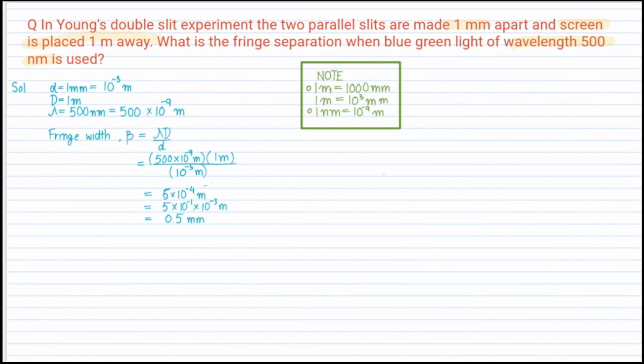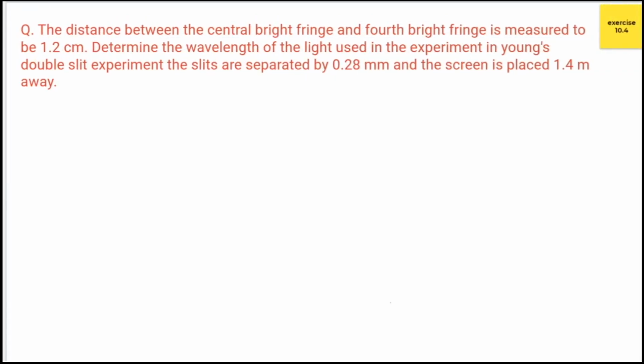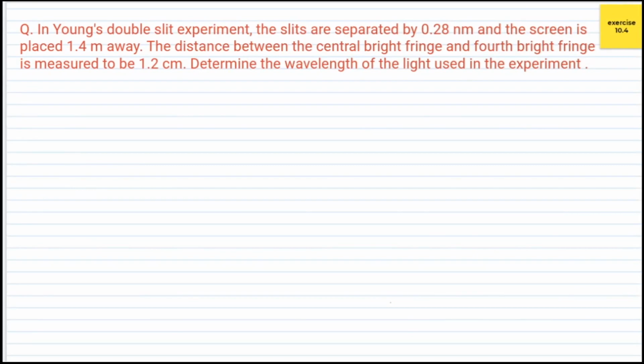Now let's move to our next question. In Young's double slit experiment, the slits are separated by 0.28 nanometer and the screen is placed 1.4 meter away. The distance between the central bright fringe and the fourth bright fringe is measured to be 1.2 centimeter. Determine the wavelength of the light used in the experiment.